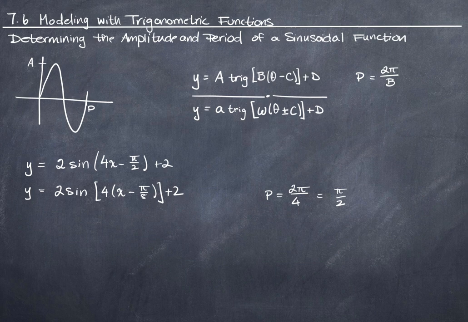Example 2 says finding the amplitude and period of a function. Well, we know that this is the amplitude, right? That's the number that tells you how tall the graph is above its midline. Finding the period is, well, we've done that as well. So we kind of know how to do that also.